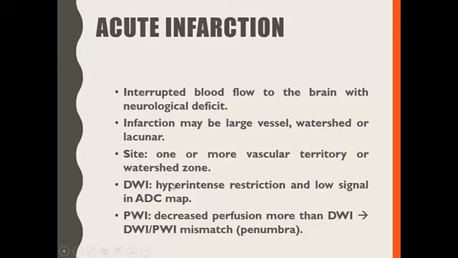Acute infarction can be detected by diffusion weighted image, which appears as hyperintense restricted diffusion with low signal on the ADC map. We will talk about that later on. And also in perfusion weighted image due to decreased perfusion. Okay, and when comparing the diffusion and perfusion, we can reach what's called a penumbra or diffusion-perfusion mismatch. Okay, we will talk about it later on.